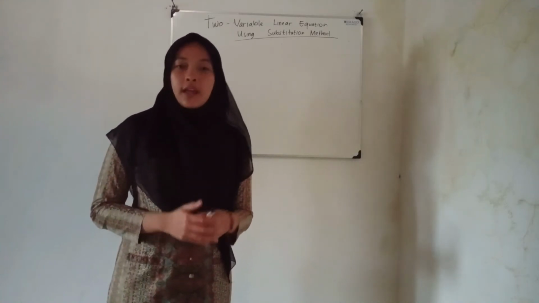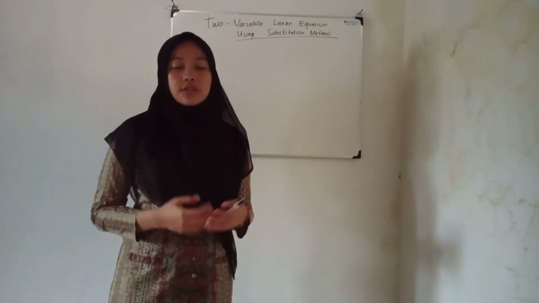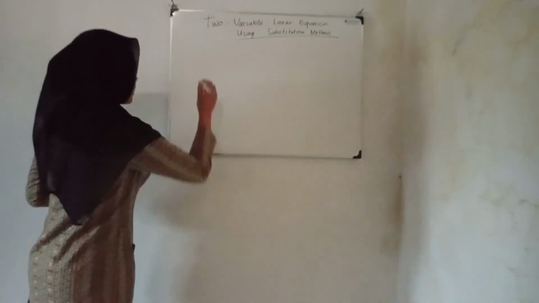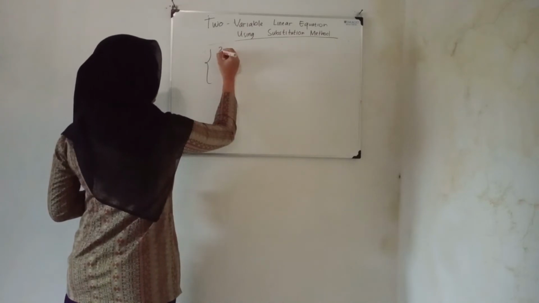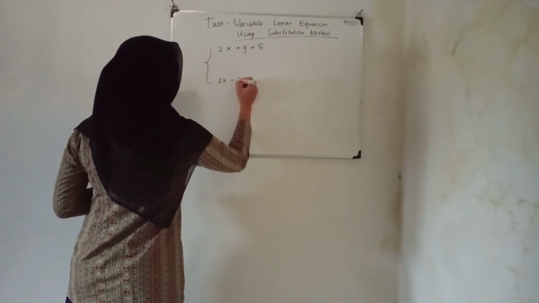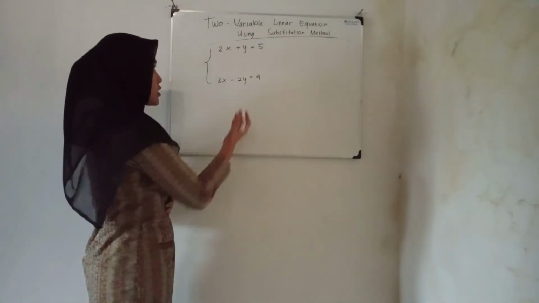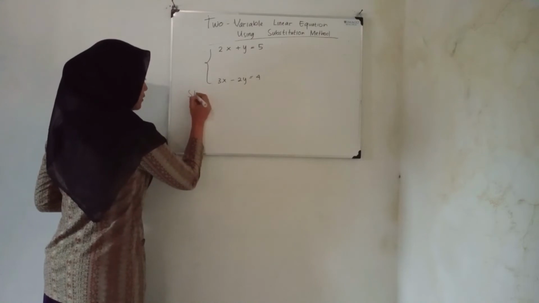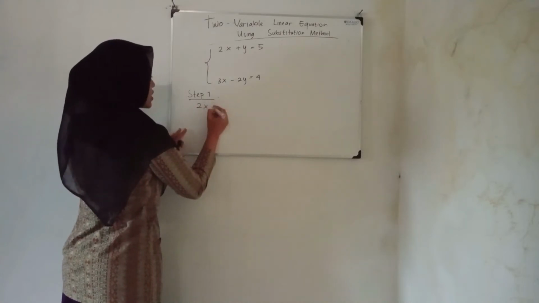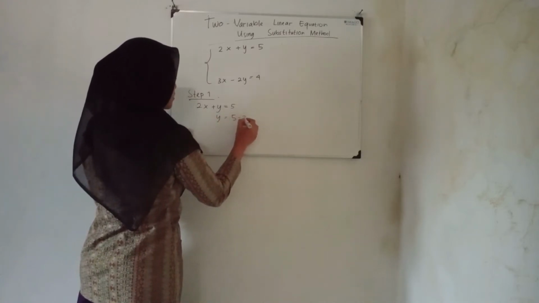Okay, very good students. Then, if you are clear, I have a problem. For example, a student named Mustafa solves a two variable linear equation system. The equations are 2x plus y equals 5 and 3x minus 2y equals 4. He solved this system as follows. For step 1, he changed this equation into y equals 5 minus 2x.